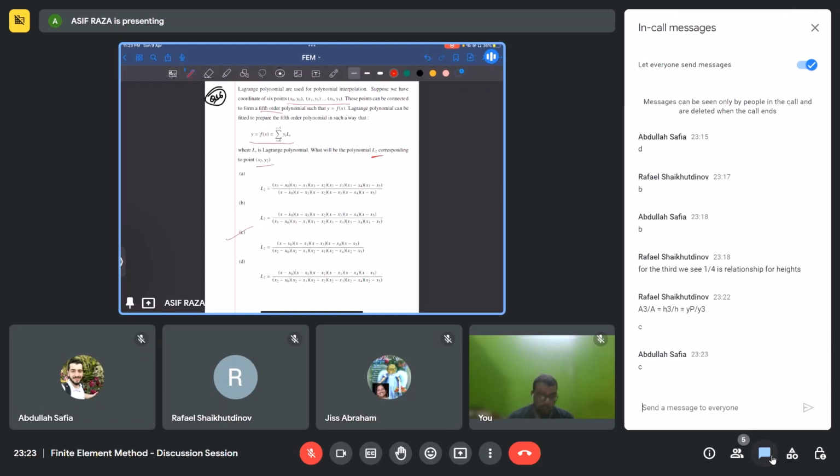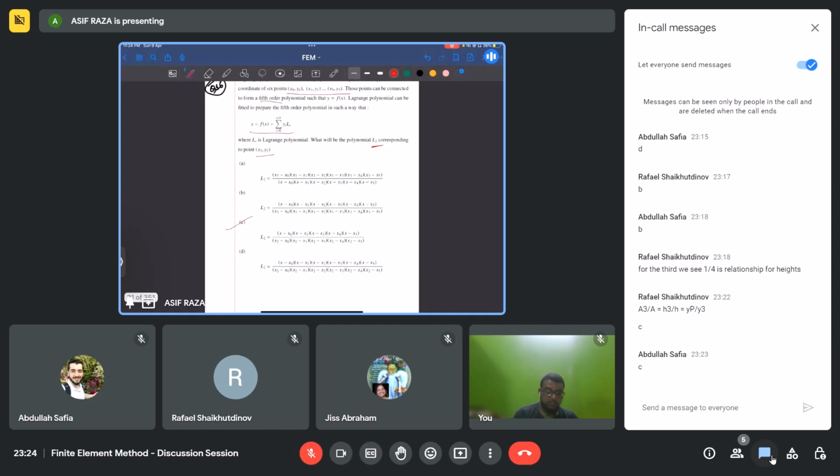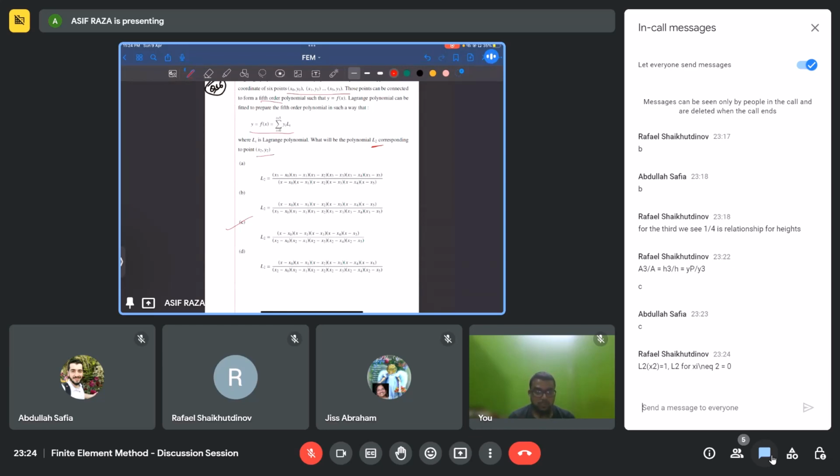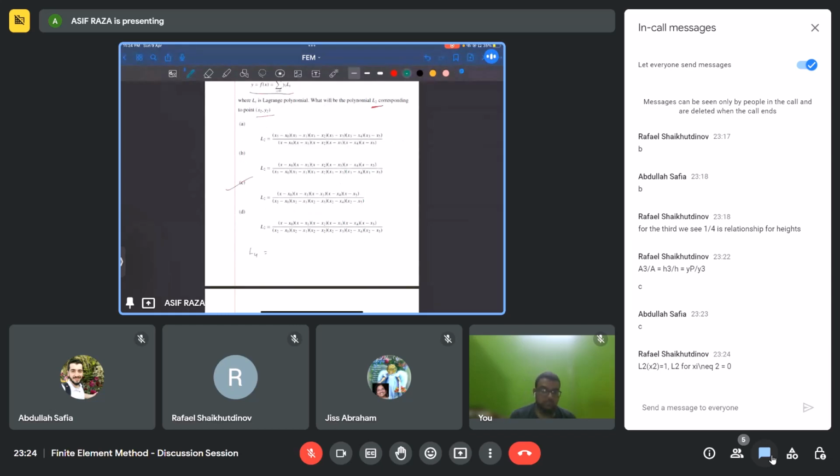You guys have given the answer as option C. It's quite correct. If I substitute x2 in this answer, we should get a value equal to 1, and for the other xi, we'll get value 0. So what if I change my question and ask about L4? What will be the changes?